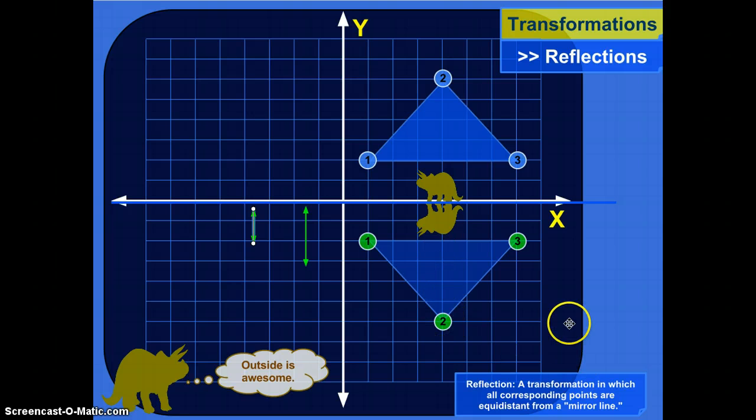So that's the basic idea of reflection. You take a mirror line and then take all the corresponding points and put them the same distance away from your mirror line as the original image.